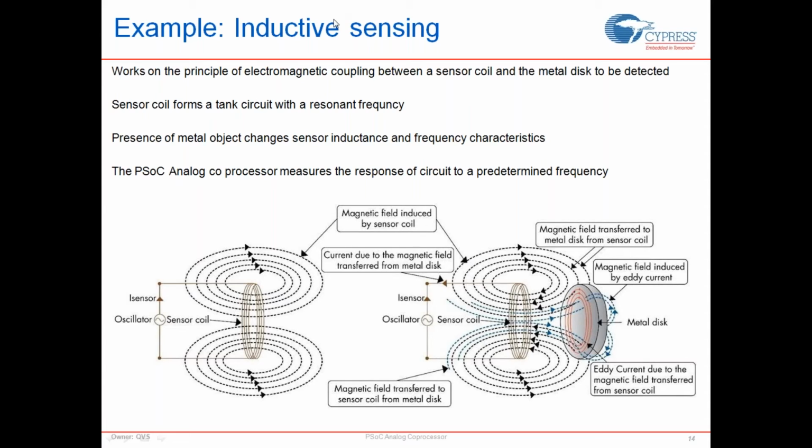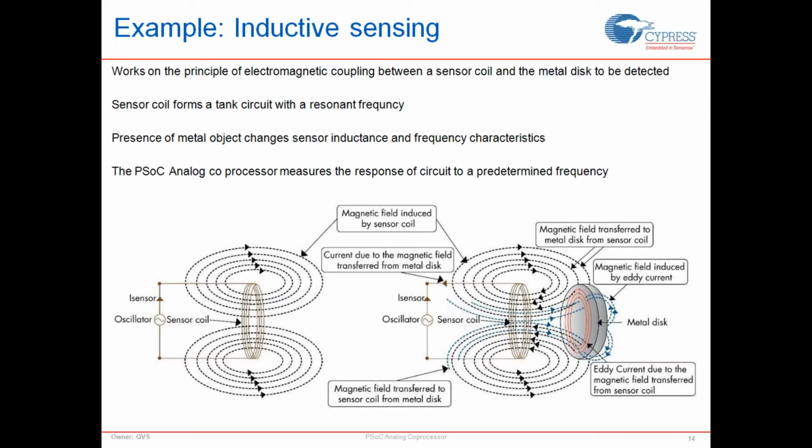So that's what we're going to try and do. We're going to have a coil. We're going to sense the metallic object by measuring the inductance of this coil. To measure the inductance of the coil, we're going to take the coil and make it part of a tank circuit, an RLC resonant circuit, and then we're going to use a signal to excite this circuit and see what the output of that circuit is going to be.